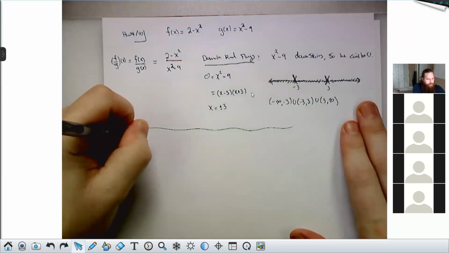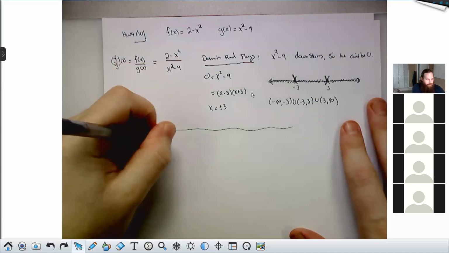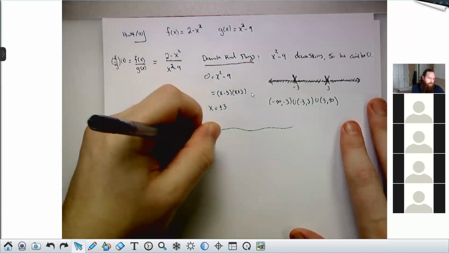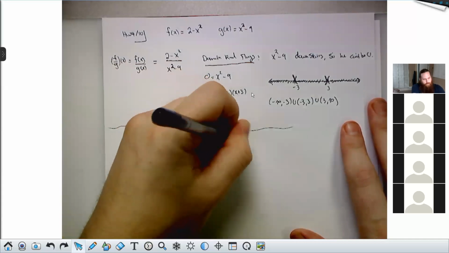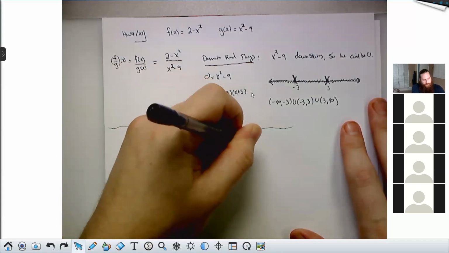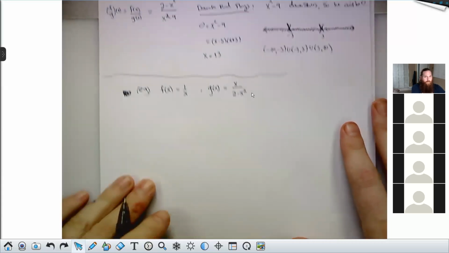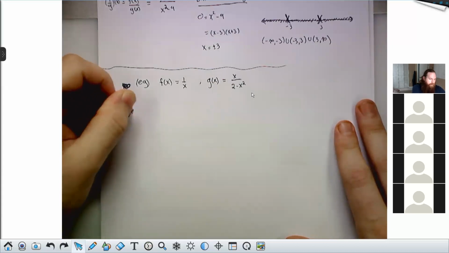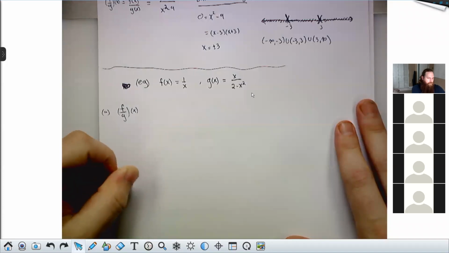I want to do one more like this, and I want to make it one of these kind of complicated guys with fractions to make sure we're good. So how about f of x is 1 over x, and g of x is x over 2 minus x squared. And let's find f over g and its domain. And let's also find g over f and its domain.